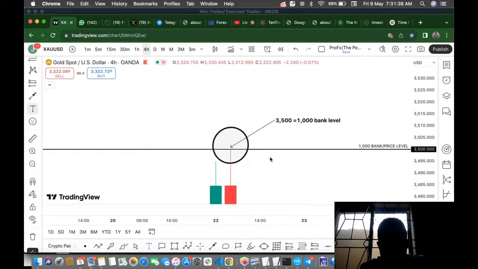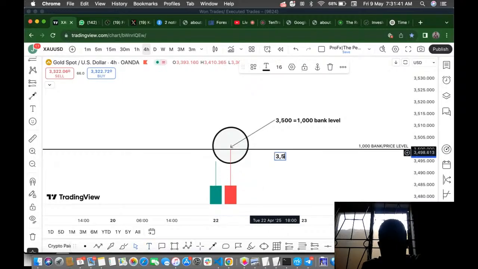Look at the price. 3,500.0. I don't put the point zero. Zero is units. One zero is tens. Zero is hundred. Five is the thousand. This five is the place value of 1,000. So we are going below. It is 3,400. Guys, are we together? 3,400. The five there is the place value.